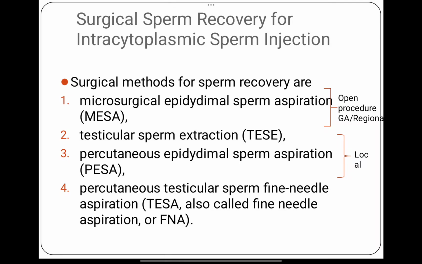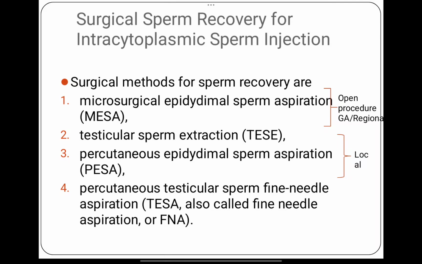Now we can also surgically retrieve the sperm and use them for ICSI or intracytoplasmic sperm injection. The surgical methods include MESA. MESA is microsurgical epididymal sperm aspiration, and this process is an open procedure done under GA or regional anesthesia. Testicular sperm extraction and PESA, that is percutaneous epididymal sperm aspiration, can be done under local anesthesia.